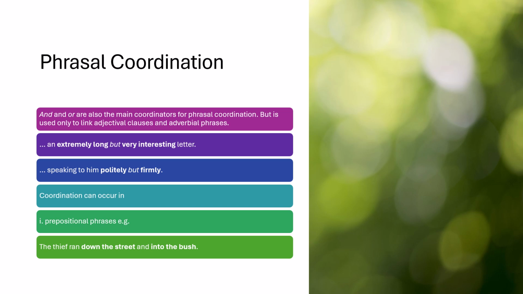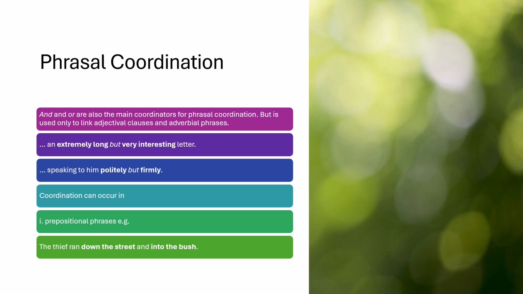So let's look at phrasal coordination. And and or are also the main connectors for phrasal coordination, but is used only to link adjectival clauses. I think this is why I fully explained it in the other video about coordination.